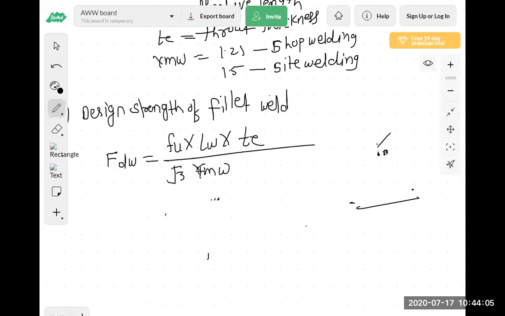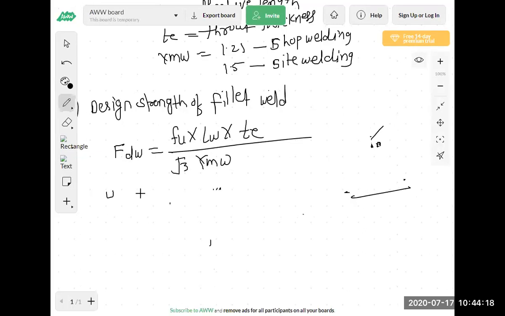Okay, so the design strength of the fillet weld is Fu into Lw into Te divided by root 3 gamma mw. Now here the change is Fu. So what is Fu? Fu is the ultimate strength of the weld or plate.